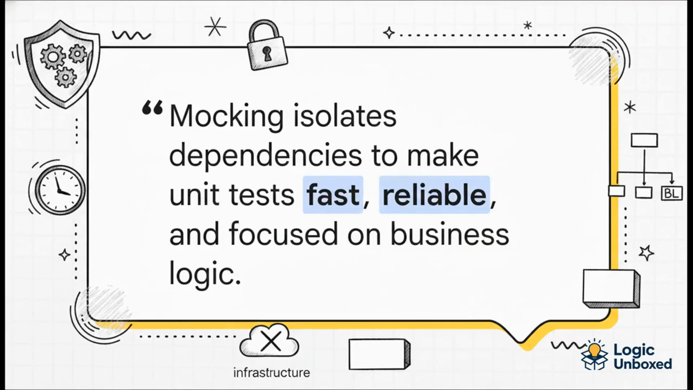So, if you're ever in a job interview, or you just need to explain this to a coworker, here it is. This is your one-line, solid gold answer, the ultimate takeaway. Mocking isolates dependencies. And why do we do that? To make our unit tests fast, reliable, and, this is the most important part, focused on the actual business logic, not all the plumbing around it.